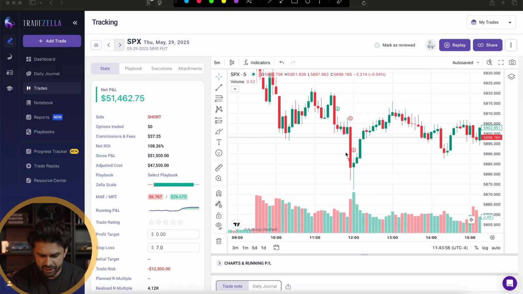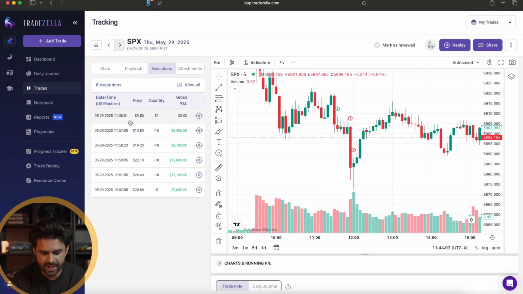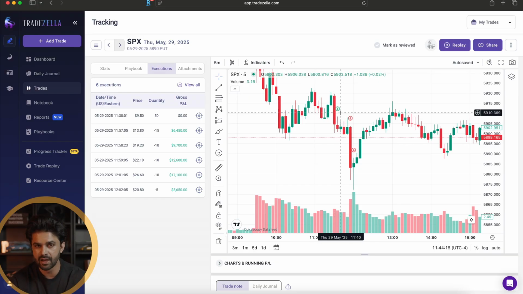So now going back to this trade, this was a very short trade. So going into the executions, right, I got in at $9.50. I waited for this candle to close in under 59.05. And my starting stop loss was roughly around 59.08 to 59.10. So if it had closed above that on the 5-minute, I would most probably have closed the trade.